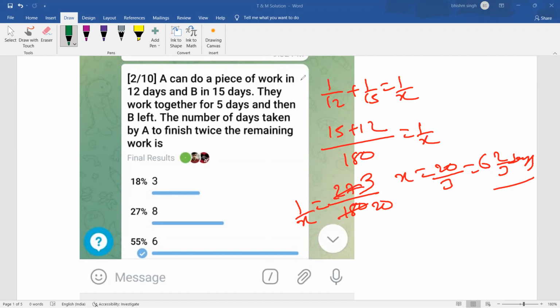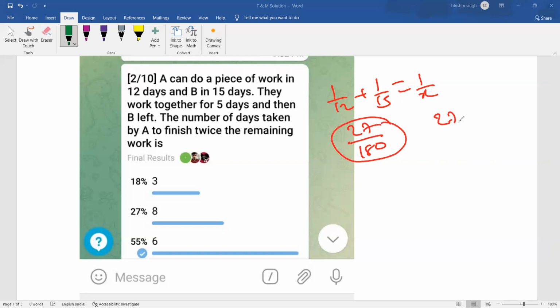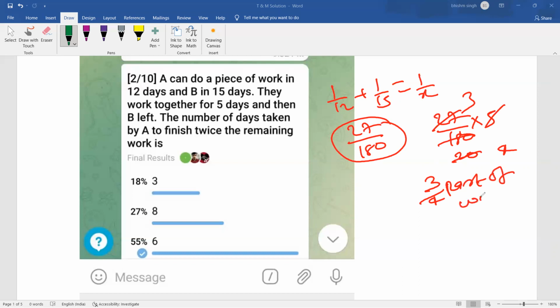One second. One mistake has happened here. Sorry, actually I didn't read the question. They work together for 5 days. So 1 by 12 plus 1 by 15 is 27 divided by 180. So 1 day work is 27 by 180. So 5 days' work is how much here? 3 by 4 part of the work. 3 by 4 part of the work you are completing in 5 days.